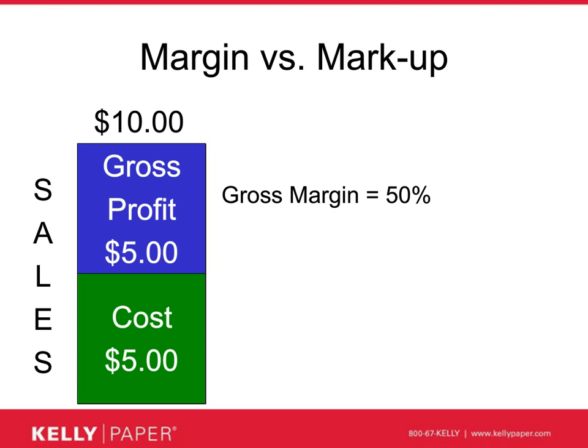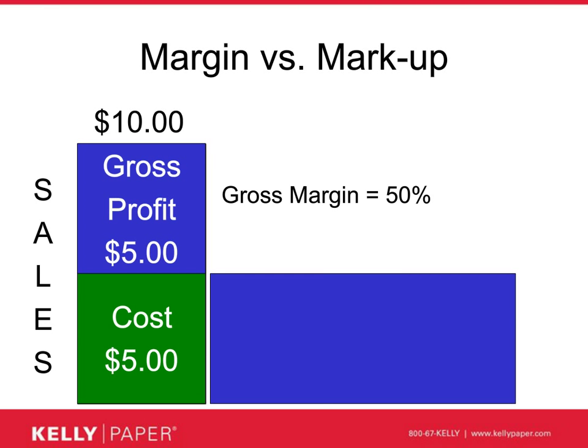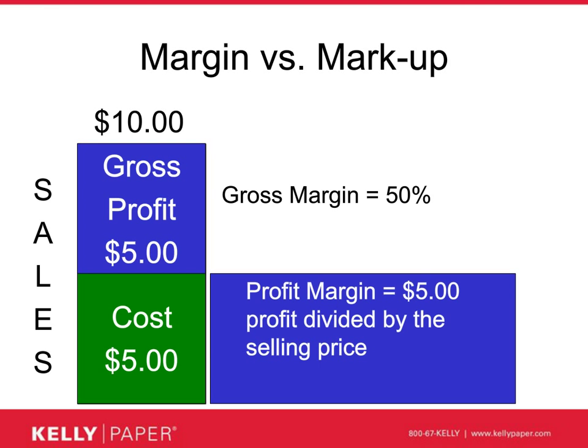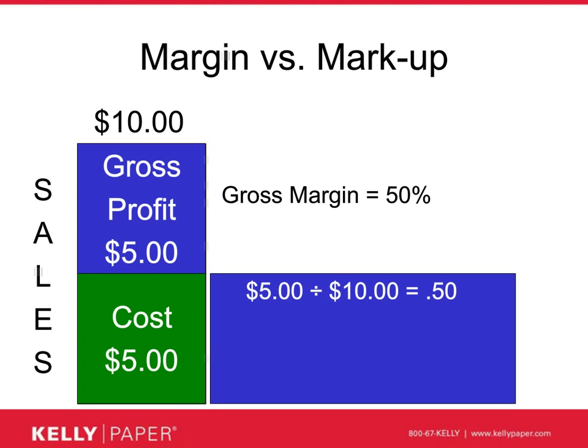Let's break this down a bit further. To calculate the profit margin in this illustration, divide the gross profit of $5 by the selling price of the product, so that $5 divided by $10 equals 0.5 or 50%. You remember how to turn a decimal result into a percentage, right? Just move the decimal 2 spaces to the right and change it to a percent sign.